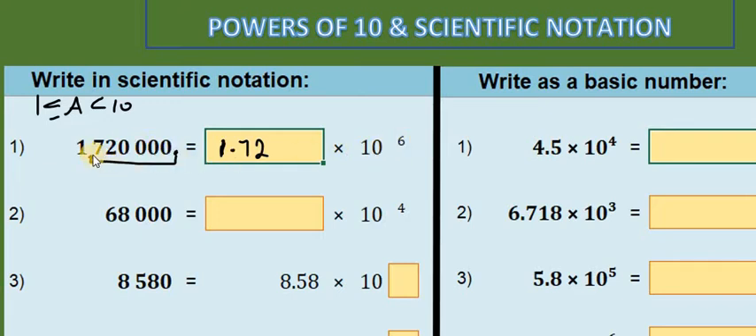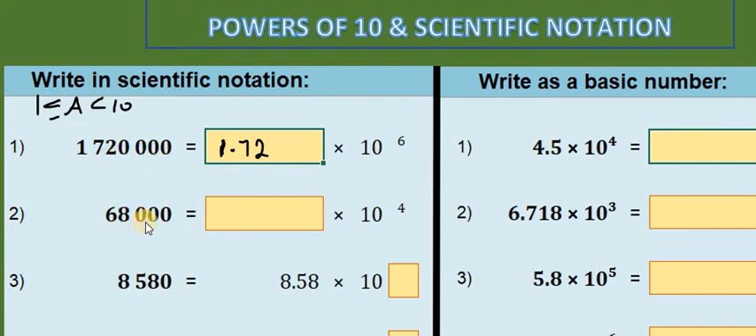Let's see. If we want to multiply 1.72 by 10 to the 6th, it means that we have to shift the point 1, 2, 3, 4, 5, 6 places to the right to get back the original number. Again, multiplying by a positive power of 10, we'd have to shift this point 6 places to the right. So between 1.7, we have 1, 2, 3, 4, 5, 6.